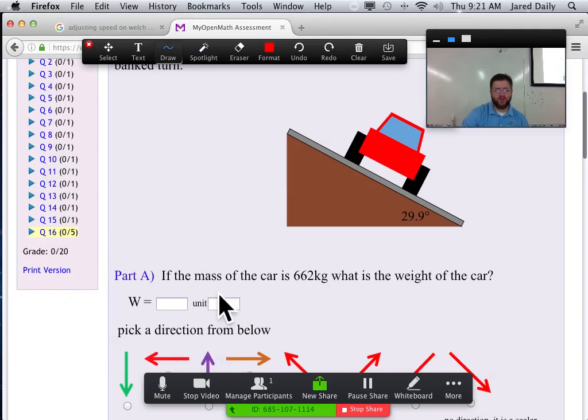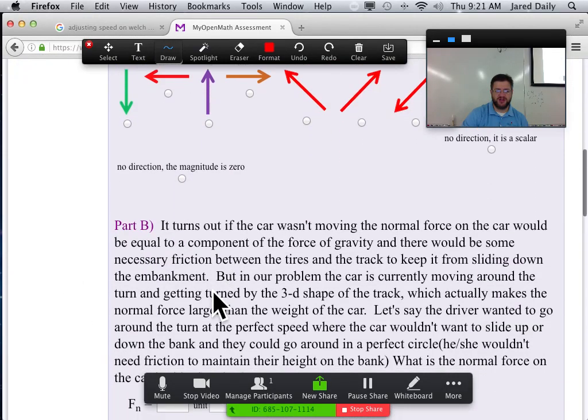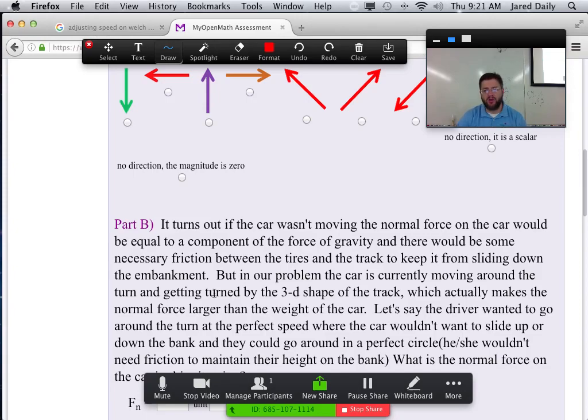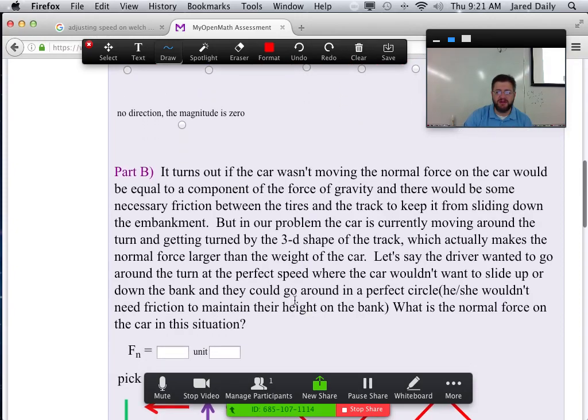They want you to calculate the weight of the car first. Hopefully that's not hard for you to do. If it turns out the car wasn't moving, the normal force on the car would be equal to the component of force of gravity. There would be some necessary friction between the tires and the track to keep from sliding down the bank. But in our problem, it's moving around the turn and getting turned by the 3D shape of the track, which actually makes the normal force larger than the weight of the car.